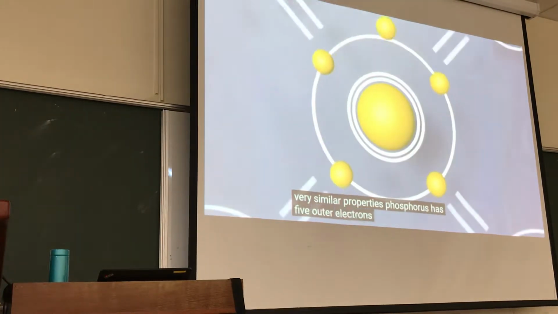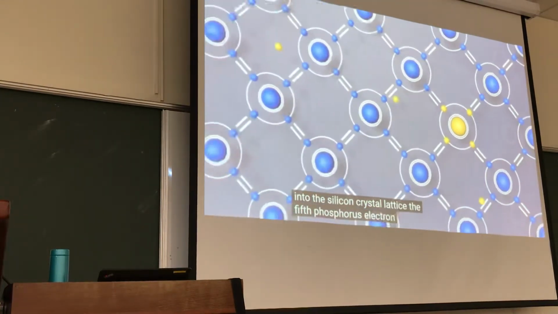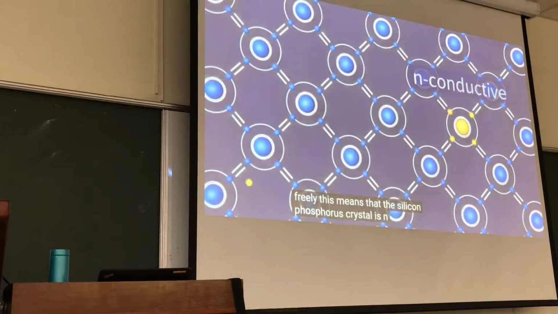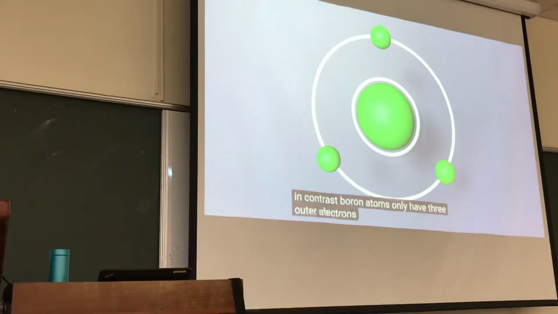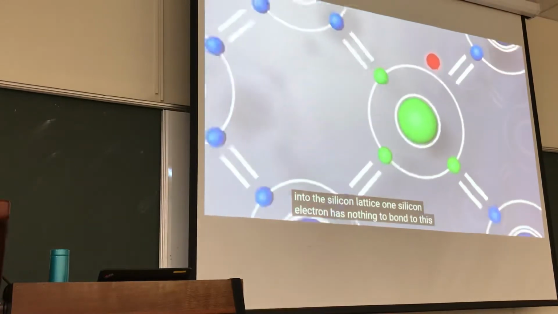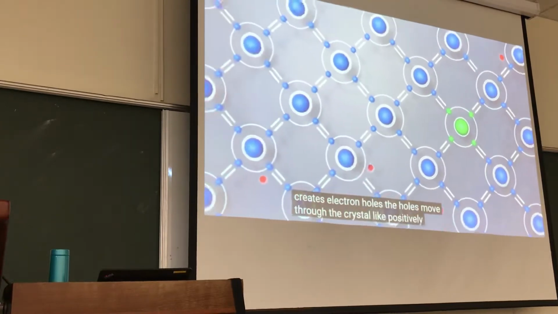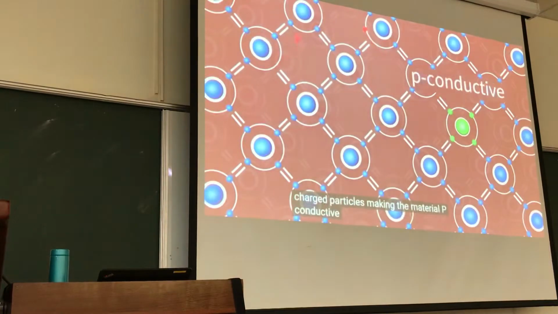Phosphorus has 5 outer electrons. When it is inserted into the silicon crystal lattice, the 5th phosphorus electron can move freely. This means that the silicon phosphorus crystal is N-conductive. In contrast, boron atoms only have 3 outer electrons. When they are introduced into the silicon lattice, one silicon electron has nothing to bond to. This creates electron holes. The holes move through the crystal like positively charged particles, making the material p-conductive.